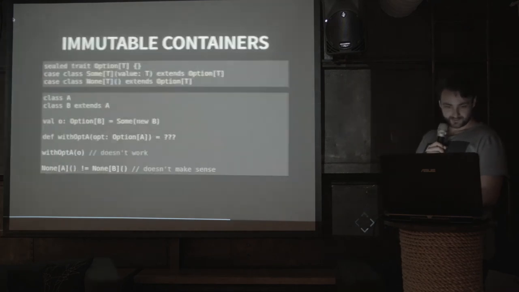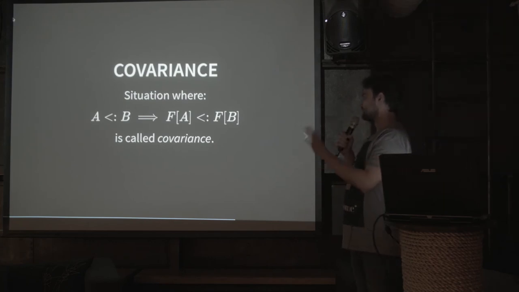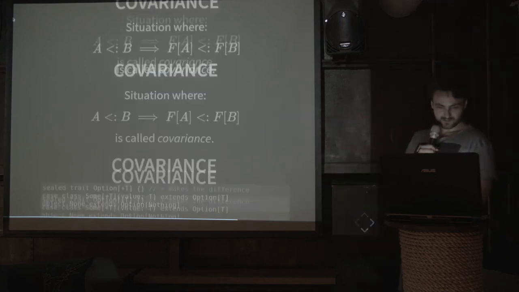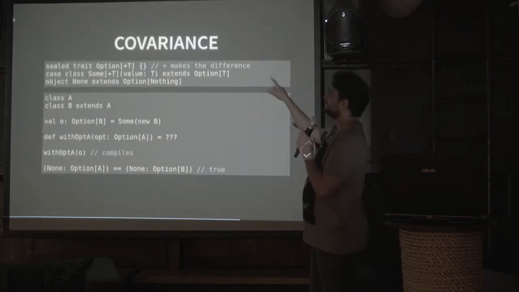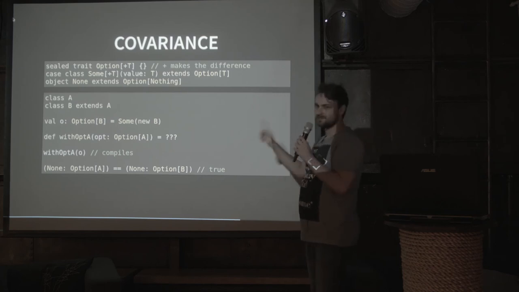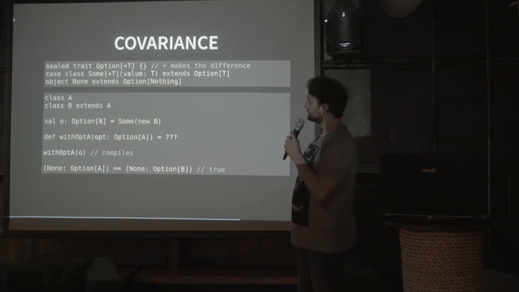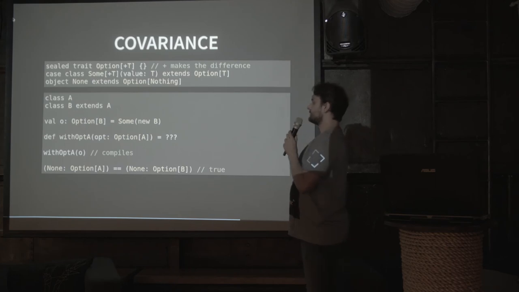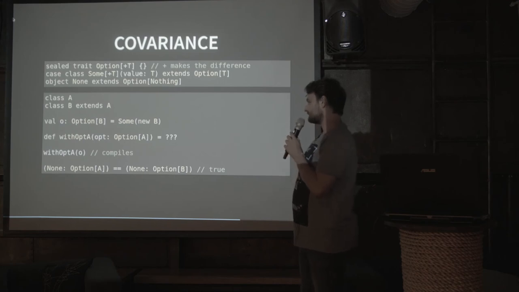So such situation is called covariance. It's basically saying, okay, if A is a subtype of B, then F of A is a subtype of F of B. And in Scala, we denote it using the plus sign in front of the type. It's the same plus sign you saw in those printouts that explain how things work. Then it says that if we have Option of String, then it could be treated like an Option of Object, because Object is a supertype of String. So right now, if we use the same code, it compiles.